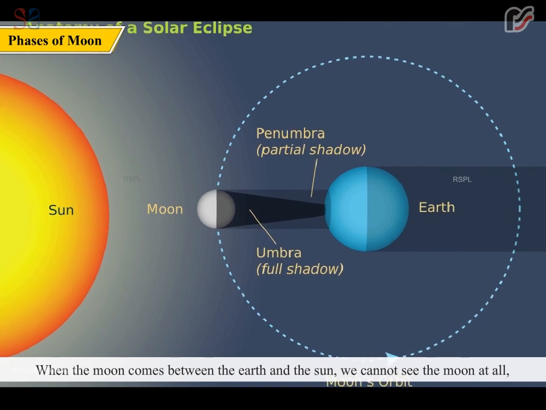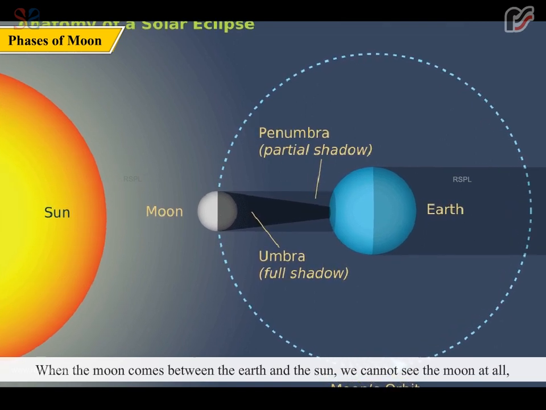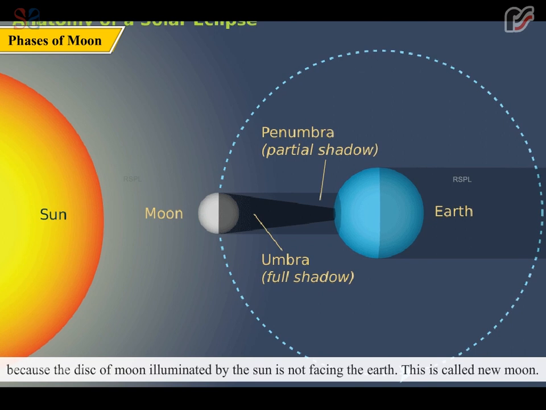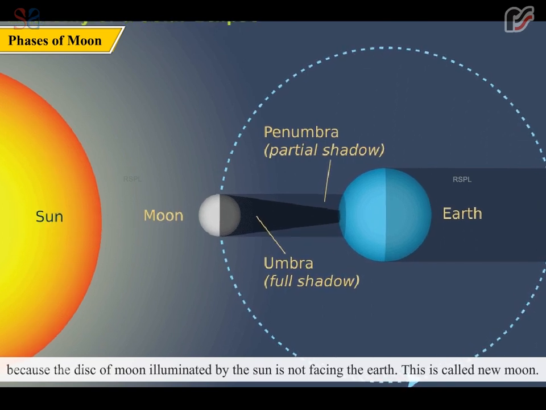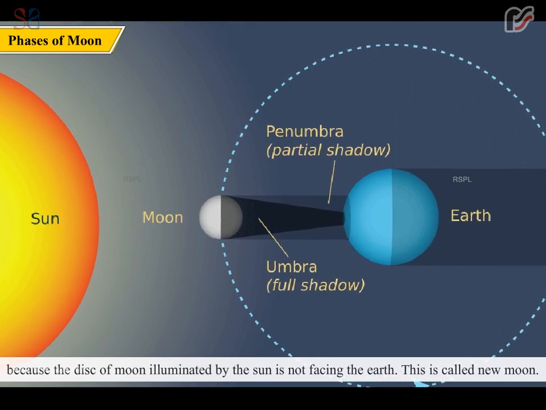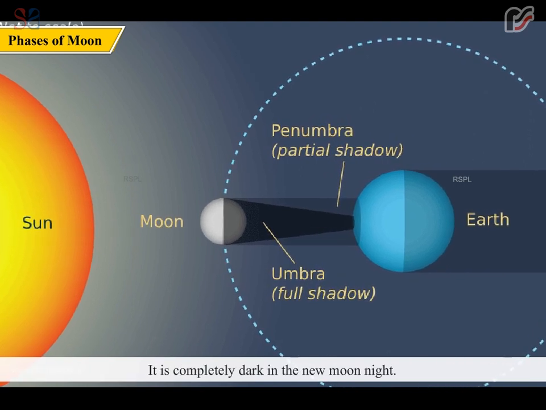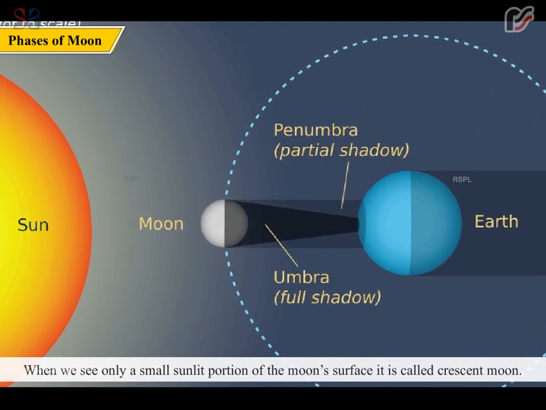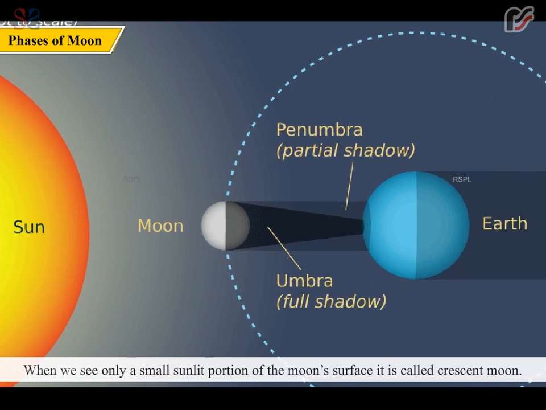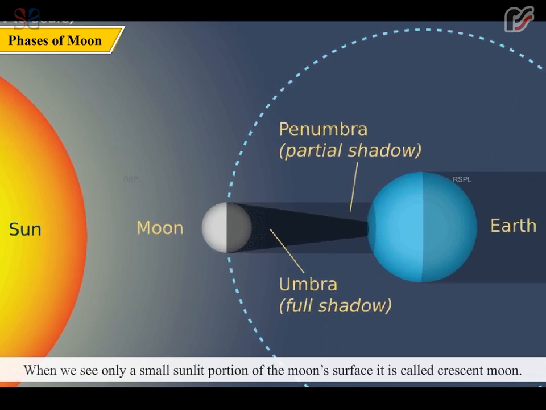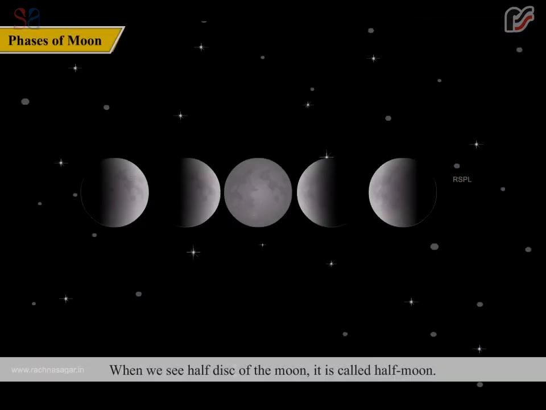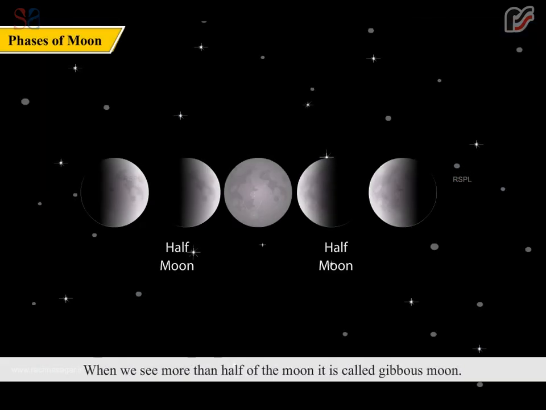When the moon comes between the earth and the sun, we cannot see the moon at all because the disk of the moon illuminated by the sun is not facing the earth. This is called new moon. It is completely dark on the new moon night. When we see only a small sunlit portion of the moon's surface, it is called crescent moon. When we see half disk of the moon, it is called half moon. When we see more than half of the moon, it is called gibbous moon.